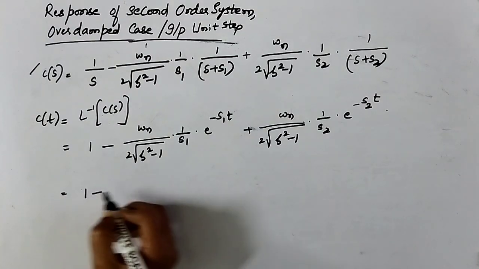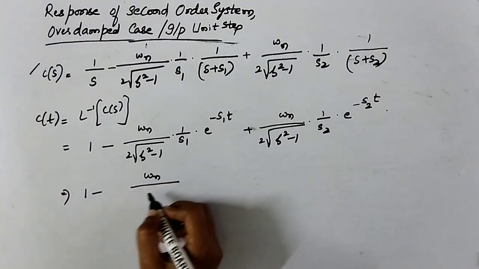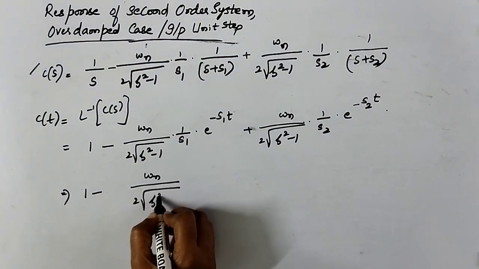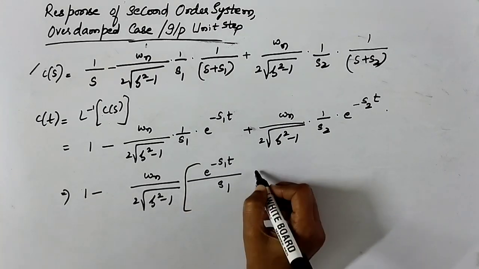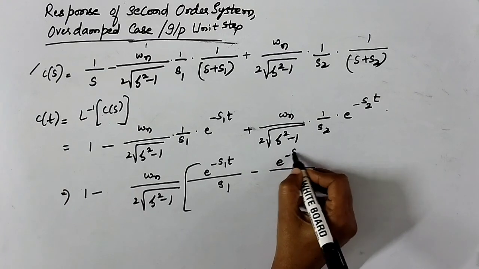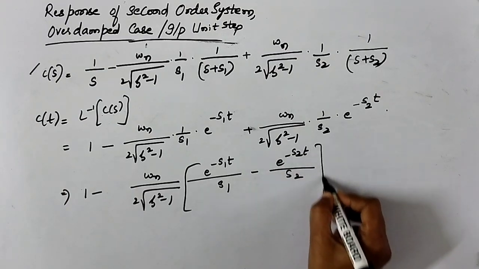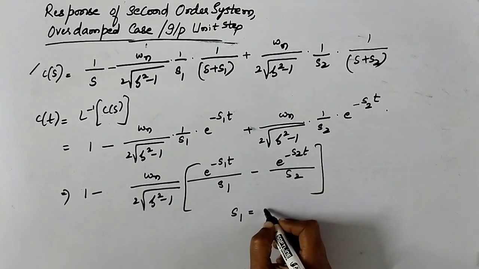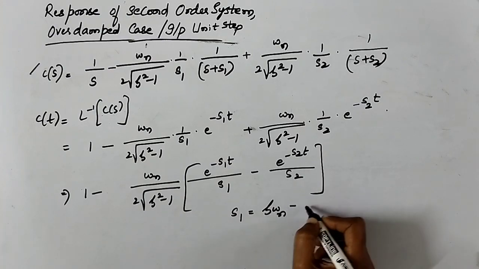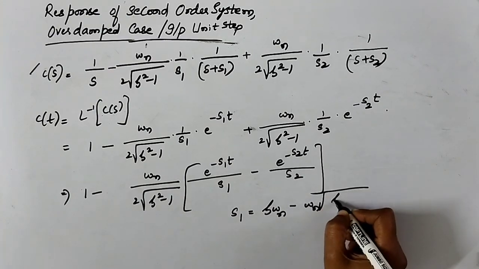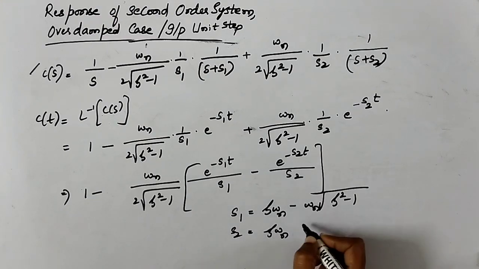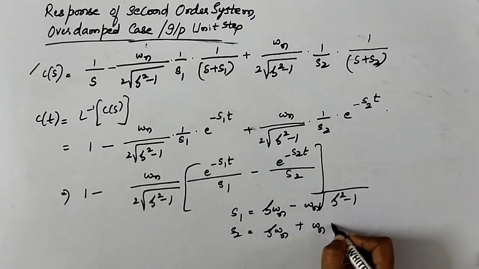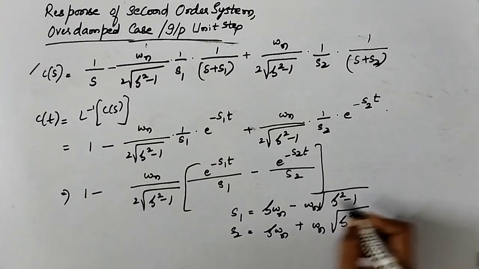That will be 1 minus, taking out omega n by 2 root over zeta square minus 1 common, e power minus s1 into t by s1 minus e power minus s2 into t by s2, where s1 and s2 are roots: s1 is zeta omega n minus omega n root over zeta square minus 1, and s2 is zeta omega n plus omega n root over zeta square minus 1.